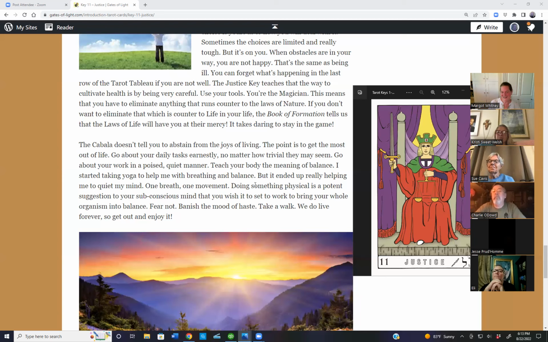I started taking yoga to help me with breathing and balance, but it ended up really helping me to quiet my mind, something I hadn't expected. One breath, one movement. Doing something physical is a potent suggestion to your subconscious mind that you wish it to set to work to bring your whole organism into balance.